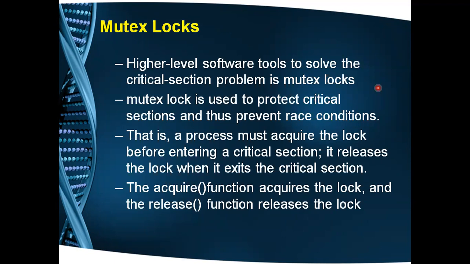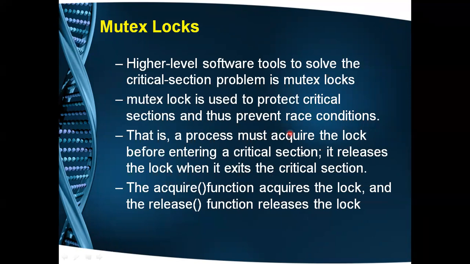The same thing is used here. Mutex locks are nothing but high-level software tools. We can solve the critical section problem with them. Here, a lock is used to protect critical sections. The critical section is nothing but the cake inside the room. A process must secure the lock before entering a critical section. Suppose a process wants to enter the critical section, it has to get the lock. Then it releases the lock when it comes out of the critical section. So only if a process releases the lock can another process enter the critical section.